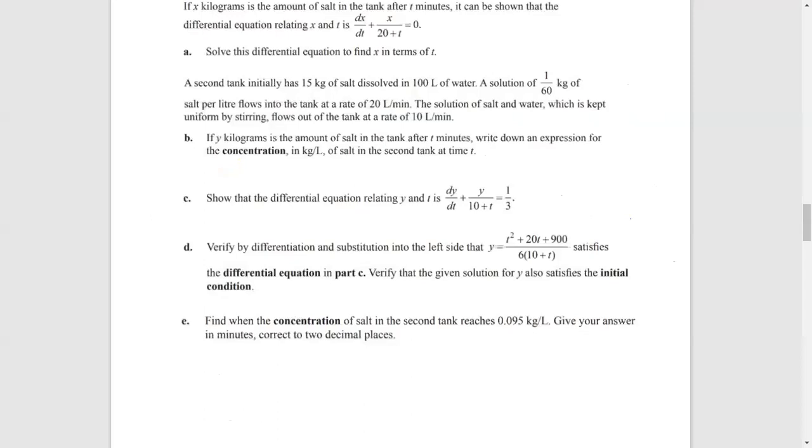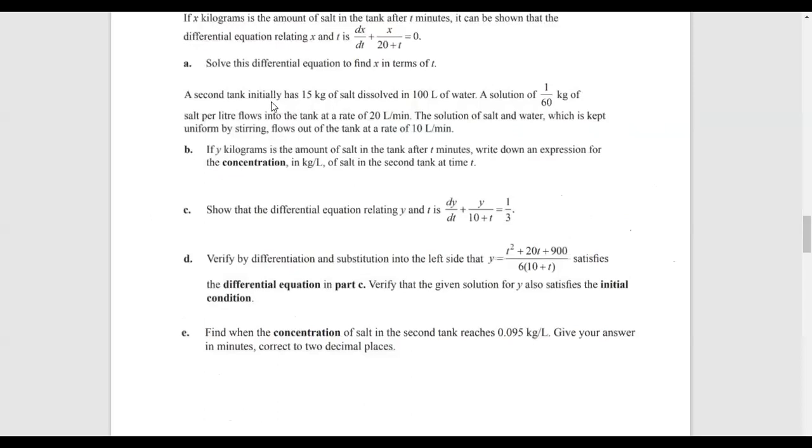Okay. So there's a further part. A second tank initially has 15 kilograms of salt dissolved in 100 liters of water. A solution of 1/60th kilogram of salt per liter flows into the tank at a rate of 20 liters per minute. They have a second tank. It initially has 15 kilograms of salt in 100 liters of water.